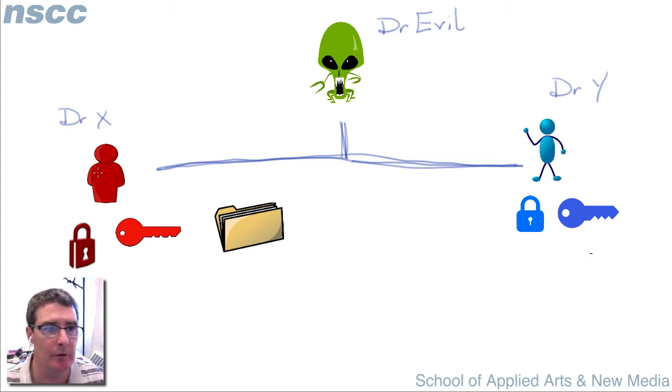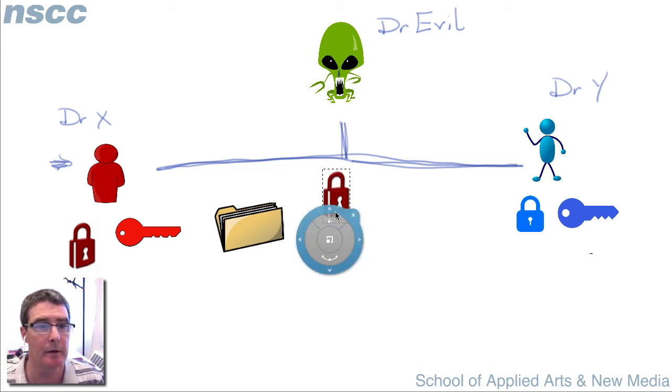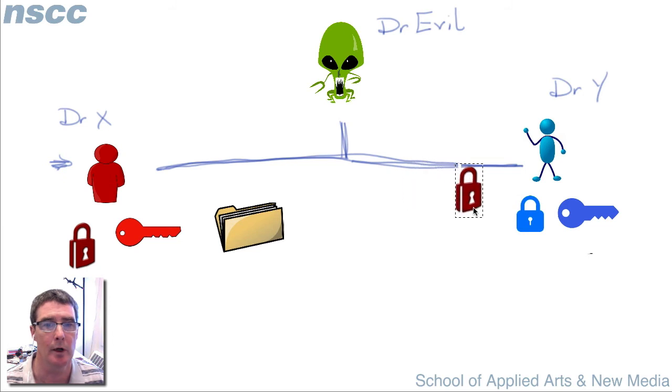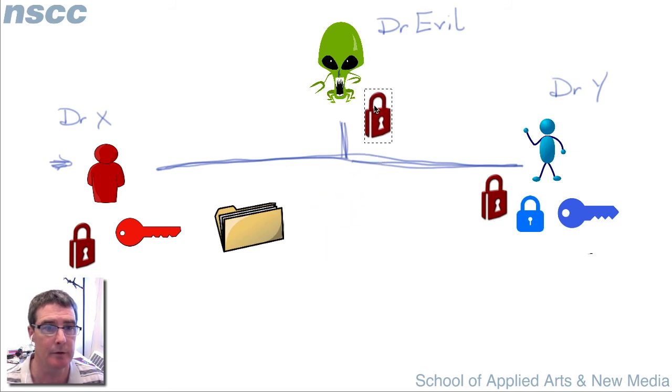So let's suppose I know that Dr. Y wants to send me information. I'm here. So what I'm going to do is I'm going to send my public key out into the world. And Dr. Y will get my public key, but of course I can't prevent Dr. Evil from also getting my public key.